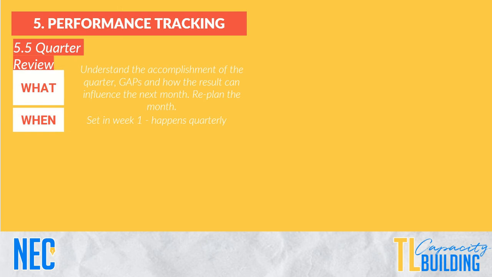And lastly, the quarter review. Quarter means 3 months. So if your team experience starts now in August, then August, September, and October is a quarter. So you can do a quarter review and understand what is the accomplishment of the quarter, and what are the gaps, what are those things that we still need to work on, and how can we actually influence and replan for next month and for next quarter some of the actions that we had. What is not working, we can change.